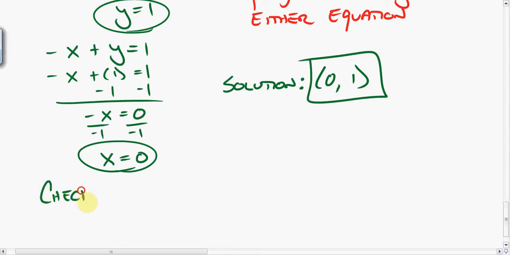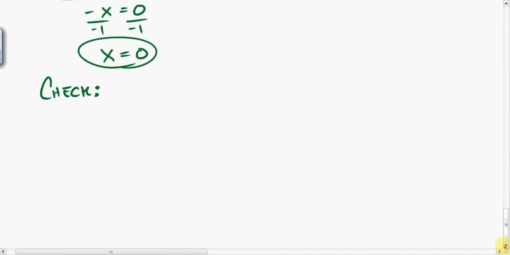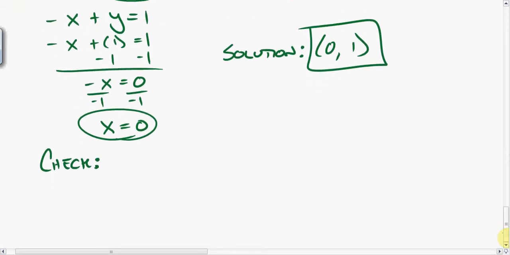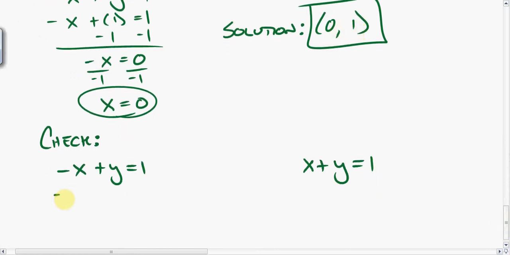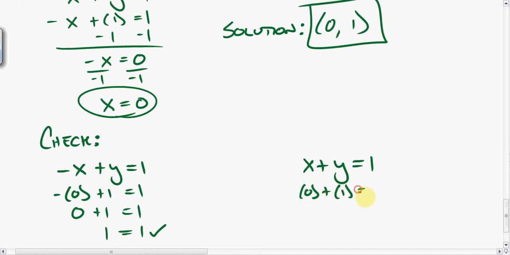So again, we'll check. The two original equations were the opposite of x plus y equals 1, and x plus y equals 1. So we see x is 0, y is 1, so the opposite of 0 plus 1 equals 1. Opposite of 0 is 0. Plus 1 equals 1, and we see 1 equals 1. Plug in 0 for x, 1 for y, and 0 plus 1 is 1, and 1 equals 1 on this side as well. So we can feel confident that 0, 1 is the solution we're looking for.